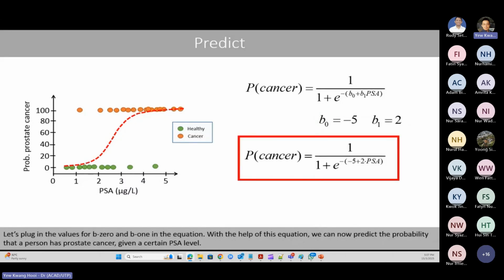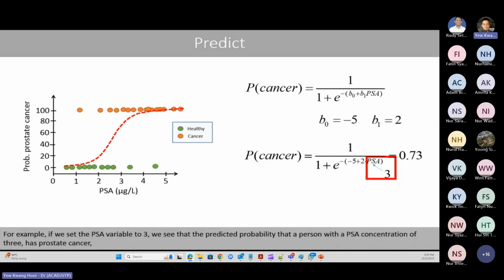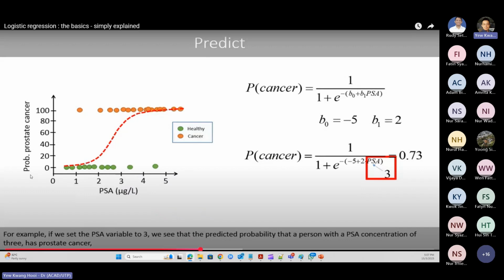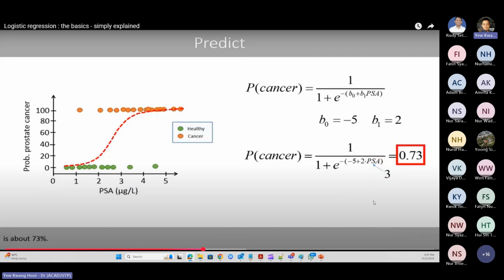Let's plug in the values for B0 and B1 in the equation. With the help of this equation, we can now predict the probability that a person has prostate cancer given a certain PSA level. For example, if we set the PSA variable to 3, we see that the predicted probability that a person with a PSA concentration of 3 has prostate cancer is about 73%.